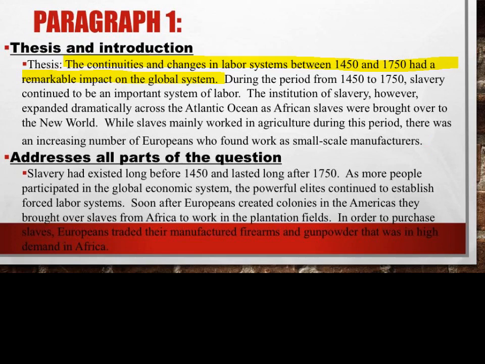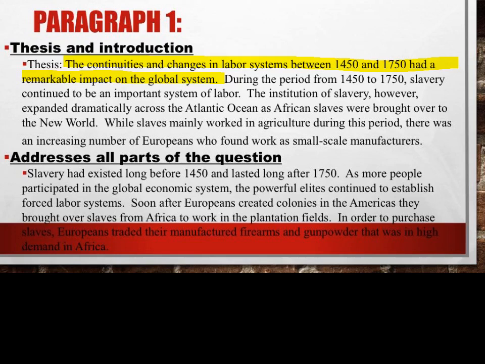Now, included in the same paragraph, you want to address all parts of the question, which means you need to explain at least one continuity and one change, and how it fits into that category. And so, right off the bat, slavery, that's our first answer, had existed long before 1450 and lasted long after 1750. So there you go. That explains slavery as a continuity. It lasted much longer than that 300-year time period.